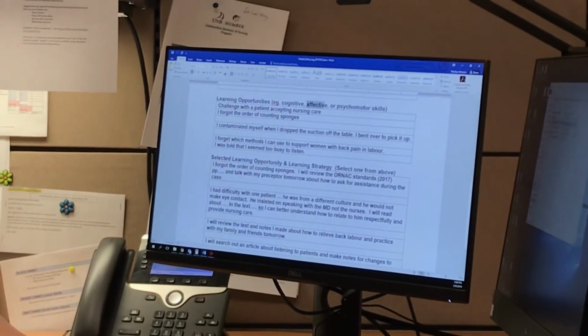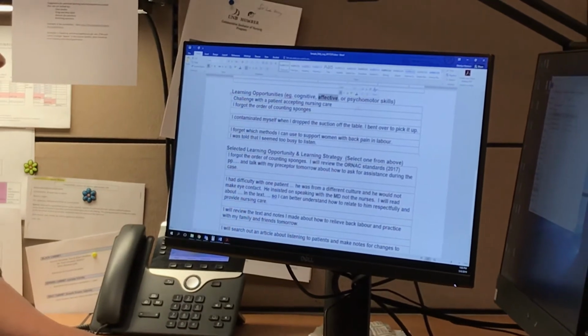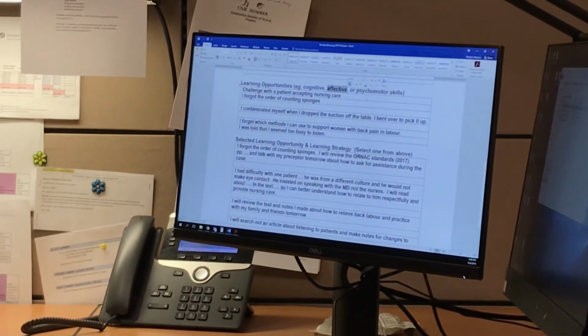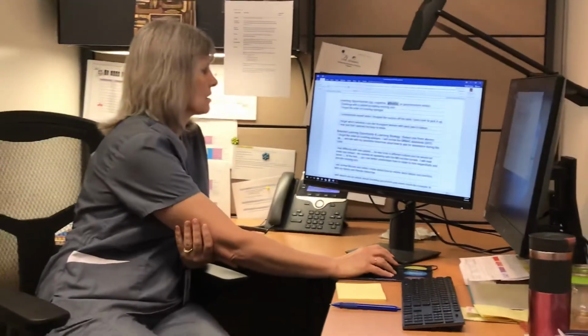The last category is affective. What that means is how you think and value things. An example is, I was told that I seemed too busy to listen. So what is the value of listening to patients or understanding their story, especially for patients in nephrology, for example, who may have been coming up to 30 years for dialysis? This is like their home unit. So what value do you have? Or maybe someone came into the emergency department and they really look like they've been living on the street for a long, long time, and they didn't have very good self-care. What did you think when you first encountered them?